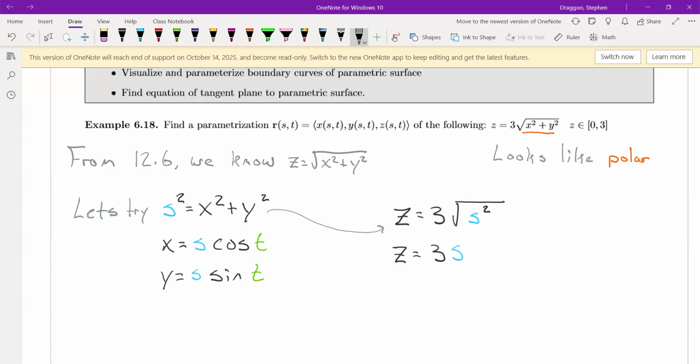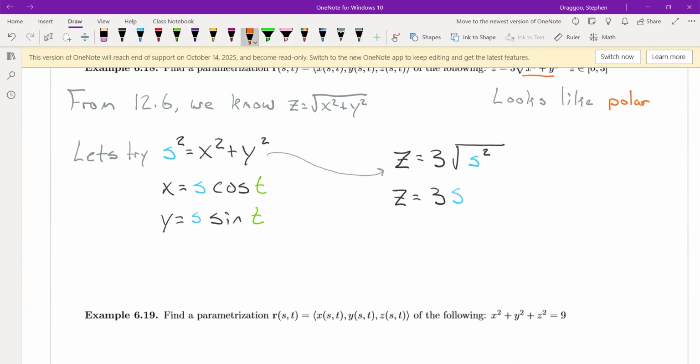So with that, I think I'm ready to just at least write down my parametric equation part. So I think I've got it all together now. So my cone, which is going to be r of s and t, some parametric equation where the parameters are s and t, looks like s cosine t, s sine t, and 3s.